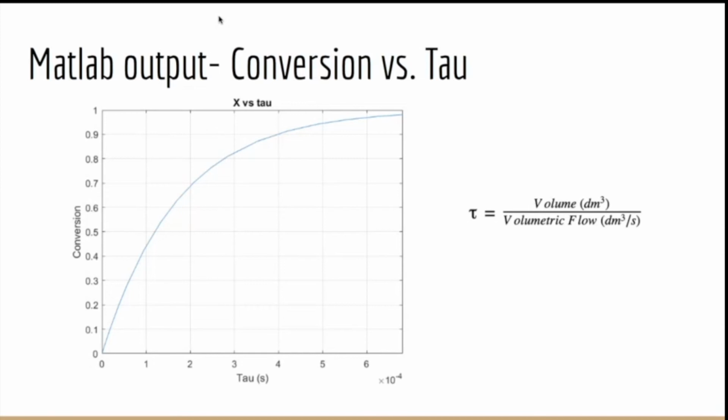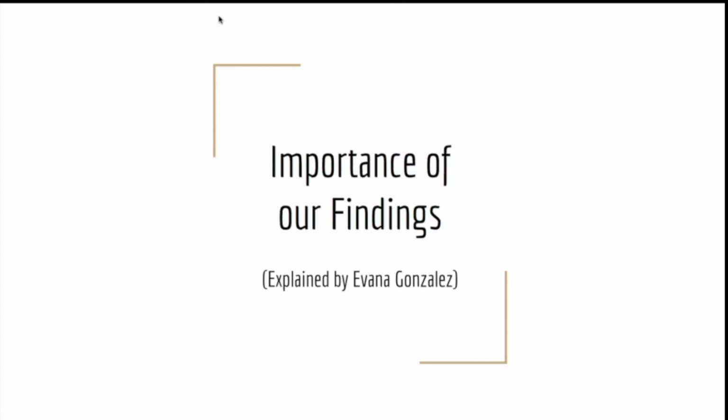And it's important to note that this output from the MATLAB code models the production of one channel through the microreactor, but the reactor actually has 100 channels. So in theory, this translates to an overall production of 85.15 tons per year of formate production. And so this demonstrates that our reaction model was very efficient and had a nearly perfect conversion rate. So now we will explain the importance of our findings.